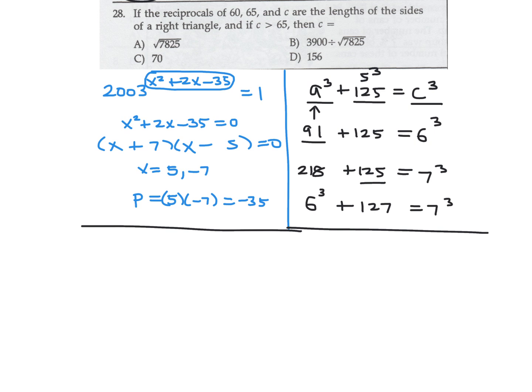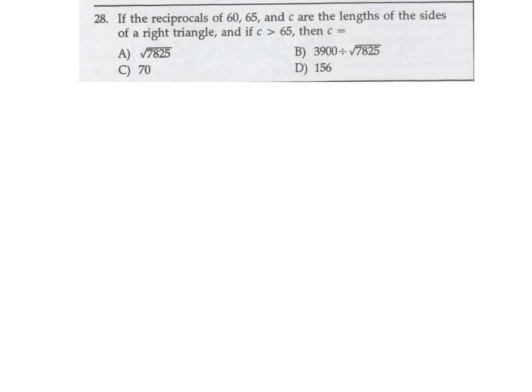If the reciprocals of 60, 65, and C are the lengths of the sides of a right triangle, and C is greater than 65, then C is? All right, so let's see here. Let's draw a right triangle. And you have 1 over 65, 1 over C, and 1 over 60. Correct? Because C is greater than 65, you can't put it as the hypotenuse, because the hypotenuse has to be greater, the reciprocal. So that's the only way.